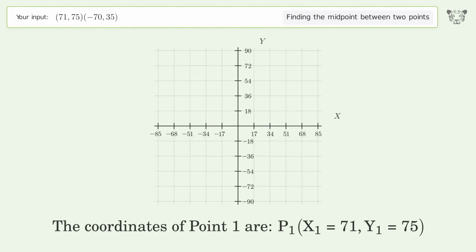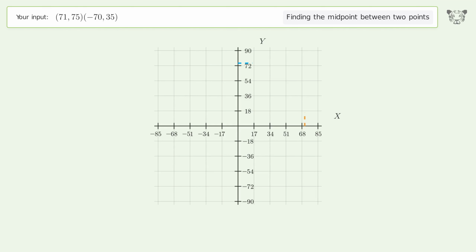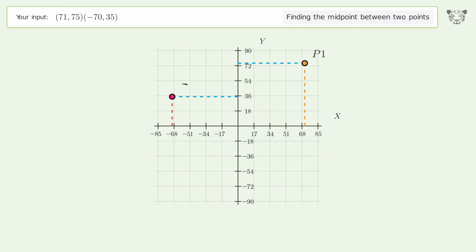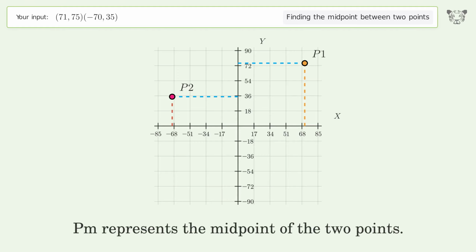The coordinates of point 1 are x1 equals 71, y1 equals 75. The coordinates of point 2 are x2 equals negative 70, y2 equals 35. PM represents the midpoint of the 2 points.